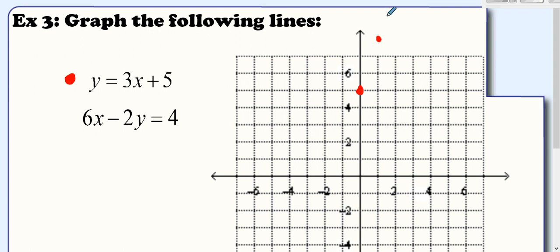Now, we need some more points, especially since we're not even on the actual graph up here. Let's get some more points. So instead of going up 3 over 1 to the right, we're going to continue that pattern the other way. If we're working backwards, you're going down 3 and left 1. Down 3 and left 1. You can see that all makes the same line right there. And there's our line.